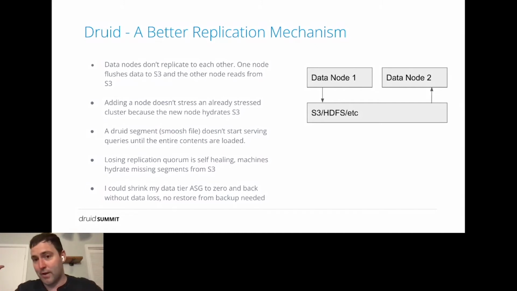I could actually take my data tier ASG and shrink it down to 0 and then back again like an accordion, and everything would self-heal, hydrating back from S3. I can't say that about very many other data tiers, and that's super cool.